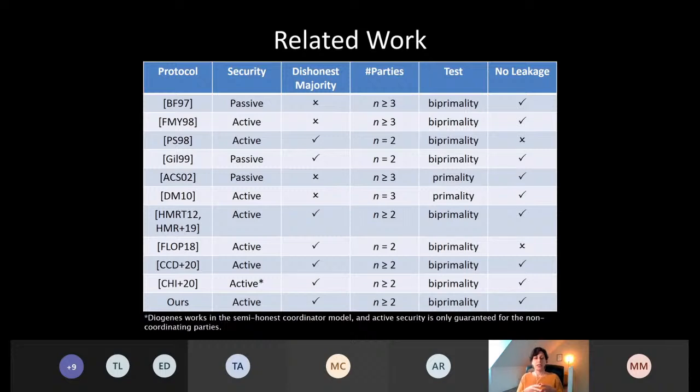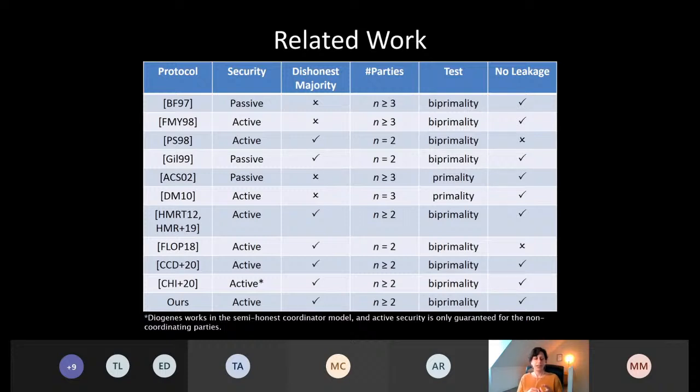Our work is securing the active security model for dishonest majorities, for general N-party computation. It's based, like most of the related work, on the Boneh and Franklin blueprint, so on biprimality testing. And we will mostly compare our work with one of the two protocols of last year from Chen and others that was presented at Crypto last year, because we share the same security model.